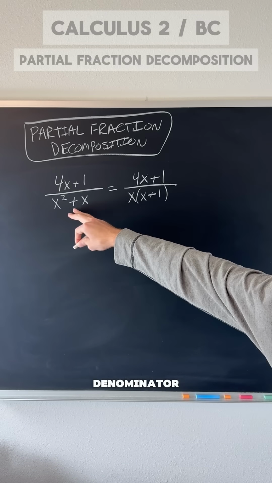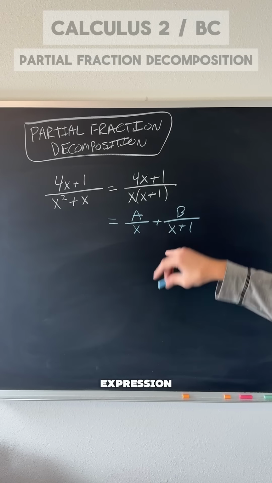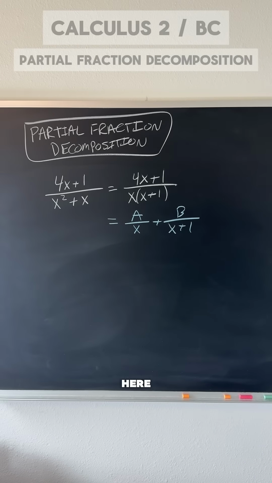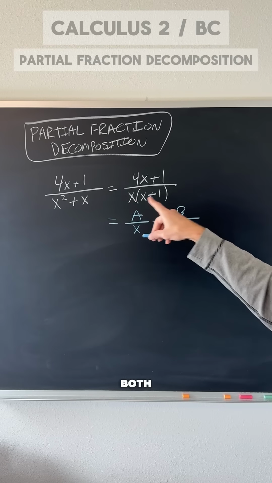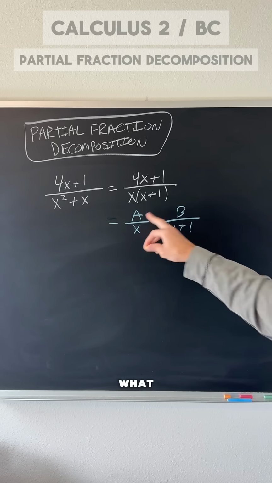We'll start by factoring the denominator here. We pull out an x, we get x times x plus 1. Then we'll go ahead and decompose this expression. Note how each factor in the denominator gets its own fraction term here. We're using A and B here because both of these are linear terms. We'll talk about this a little more later. Now our goal is to find what A and B are.